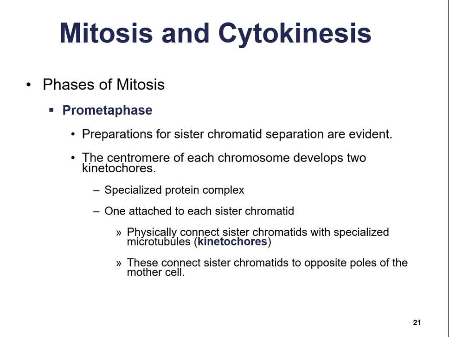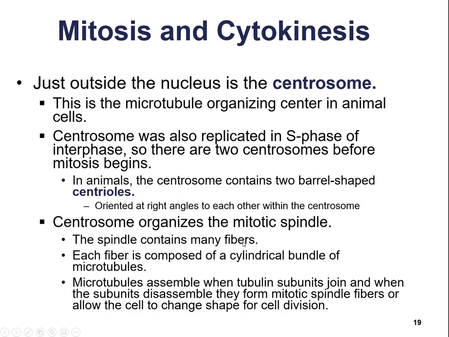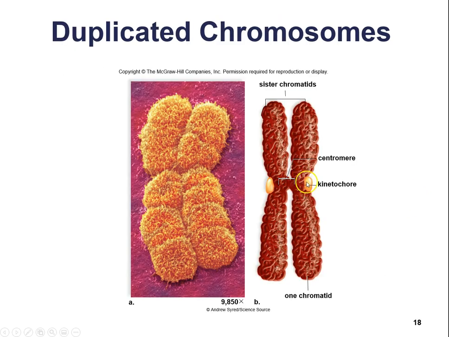So now if we move on to prometaphase, this is an intermediate phase between prophase and metaphase, okay? It says preparations for sister chromatid separation are evident, right? The centromere of each chromosome develops two kinetochores. I told you the kinetochores are where the microtubules are going to grab onto. And the kinetochores are made up of proteins, okay? And again, there's one attached to each sister chromatid. So that was this, right? Here's the kinetochore here, okay?